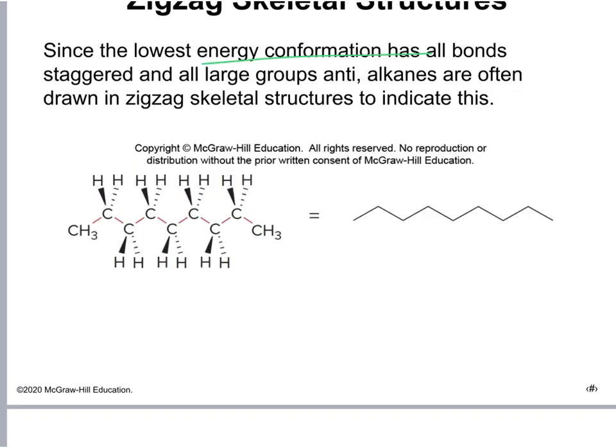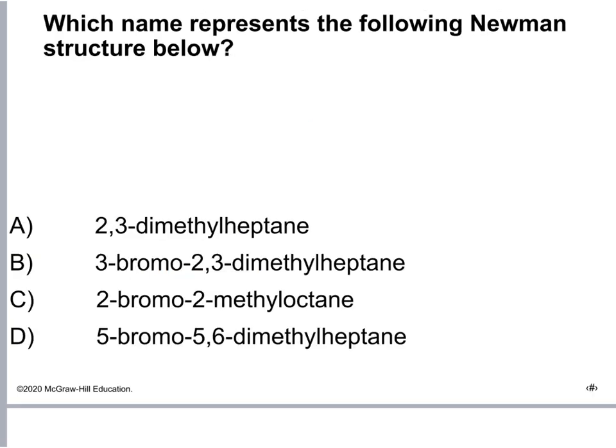Since the lowest energy conformation has all the bonds staggered, that's why we do this zigzag. That's why we do the zigzag for the alkanes. All right, so this is the molecule, the structure you need.